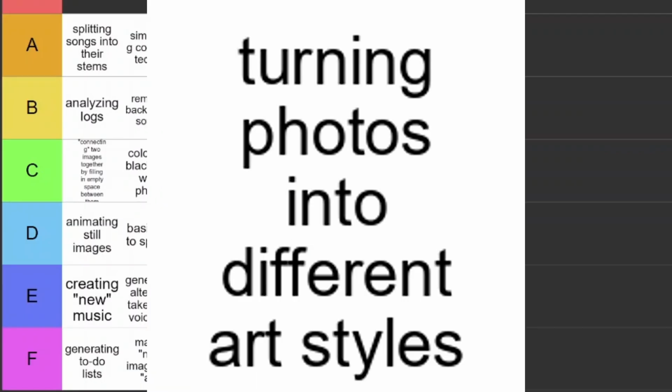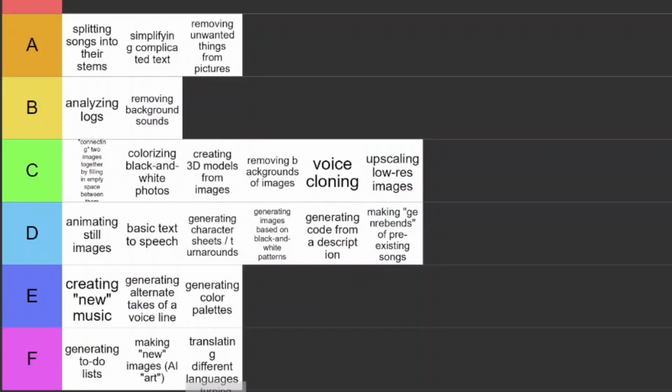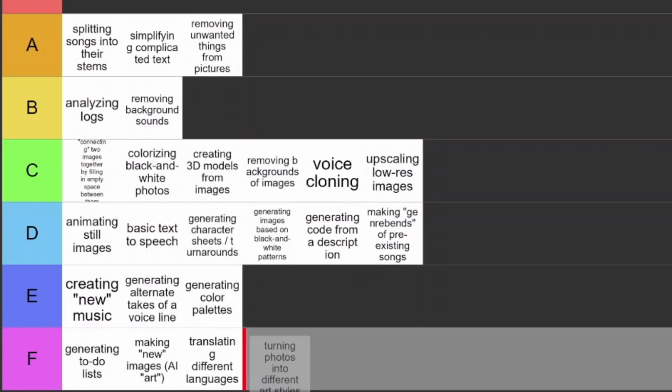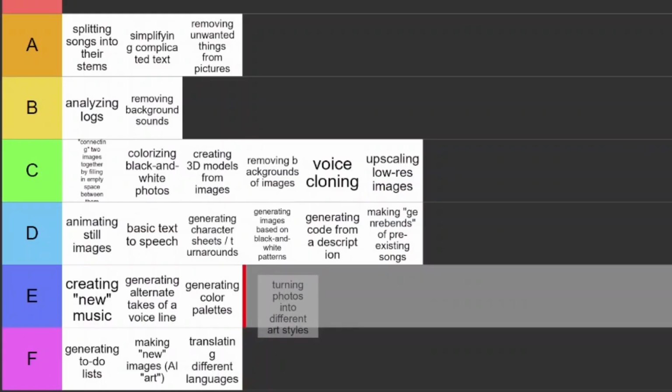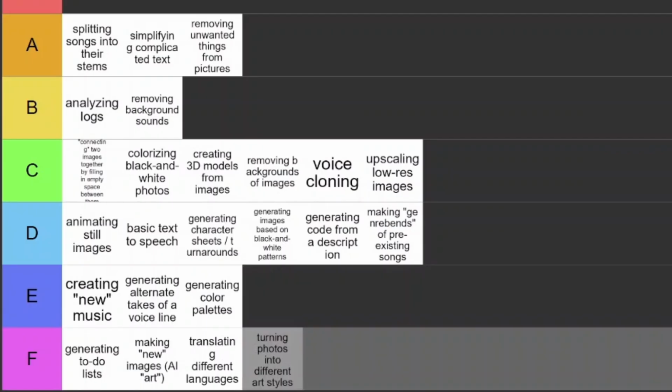Turning photos into different art styles. This is another one that I always see in AI commercials, and it's like, cool. Get a paintbrush and do it yourself. I'm going with F2, honestly. That one sucks too. All right. Yeah, that's about it.